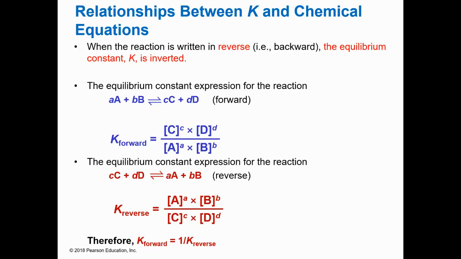Okay, when the reaction is written in reverse, that means the equilibrium constant K will be inverted, which means it's going to be 1 over K, and you can see that at the bottom. So there they flipped the reaction from the blue reaction to the red reaction, which means our equilibrium expression also flipped, so it's the inverse. So K forward is equal to 1 over K in the reverse reaction.